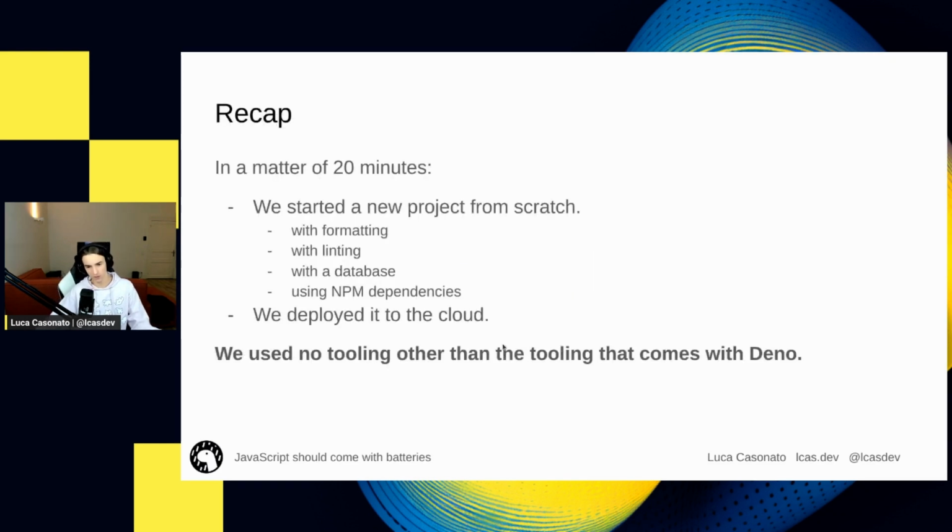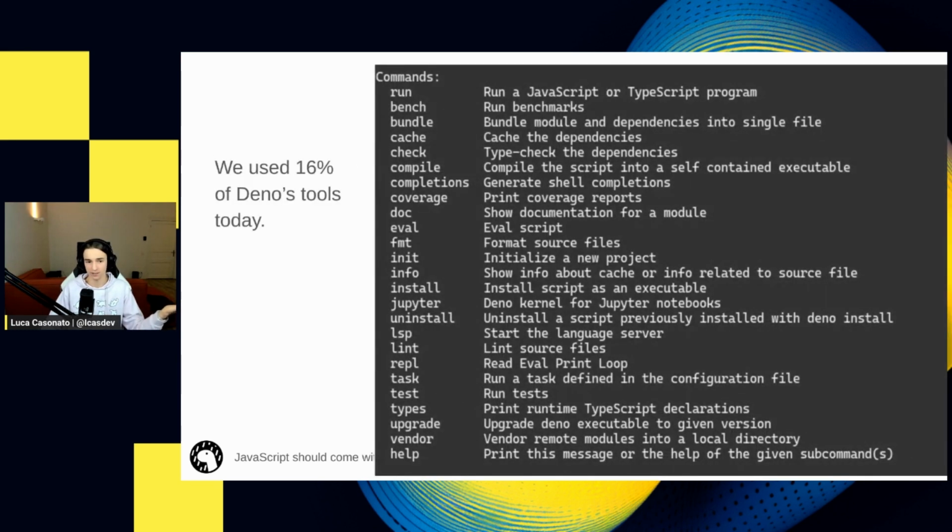So in a quick recap, in a matter of 20 minutes, we started a new project from scratch with built-in formatting, linting, a database, using NPM dependencies. We deployed it to the cloud. And all of this we did without any configuration, using no tooling other than the tooling that comes with Deno. Yeah, I think this is pretty great. And I've shown you 16% of the tools built into Deno today.